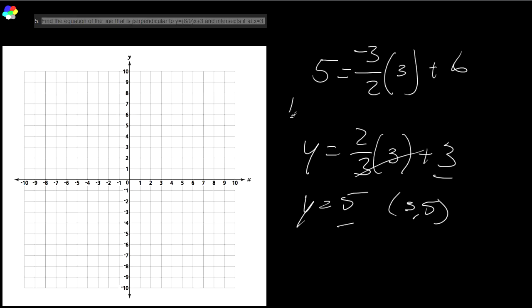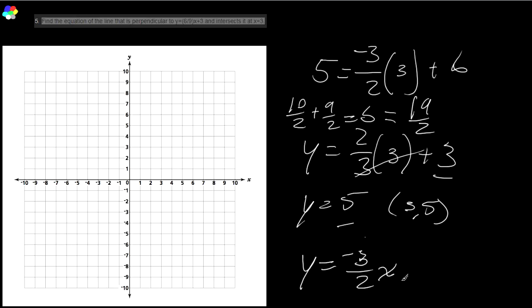So 10 over 2 plus 9 over 2 is equal to b, which is equal to 19 over 2. So our equation of our line should be y is equal to negative 3 over 2 x plus 19 over 2. It's not a beautiful number, but it's probably the correct answer.